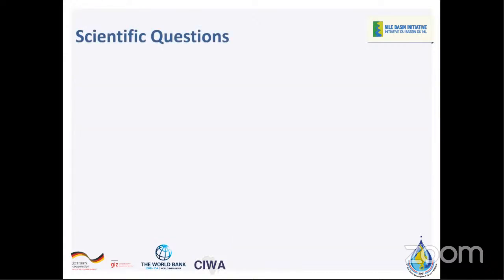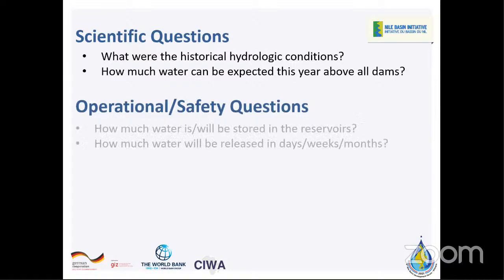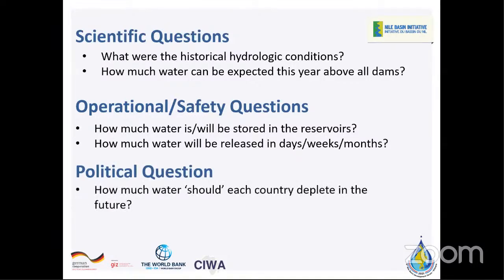So overall, some of the big scientific questions: what historical hydrologic conditions would exist, and how much water can be expected to flow in above all of the infrastructure? And then the typical safety questions: how much water is in the reservoirs, how much would be released from the reservoirs, some of the more challenging political questions, how much water should each country be able to deplete in the future?